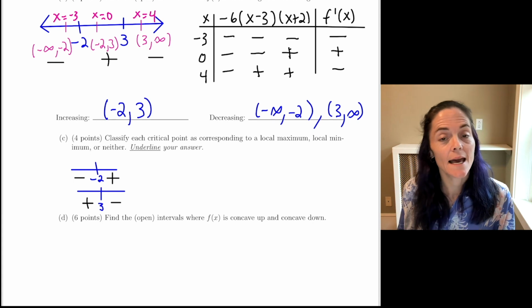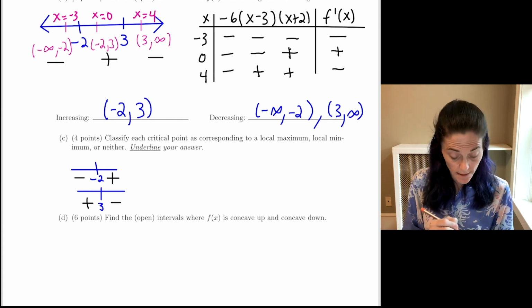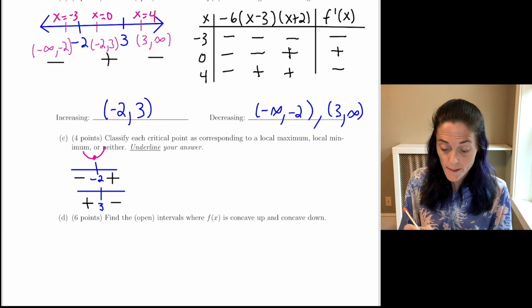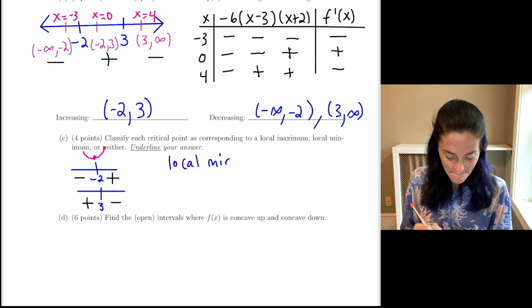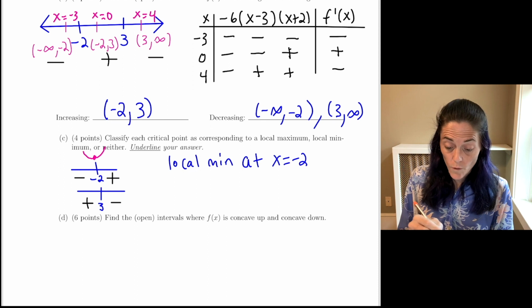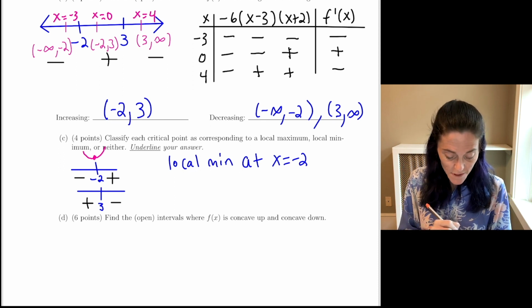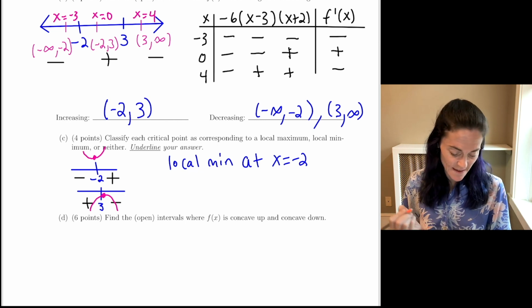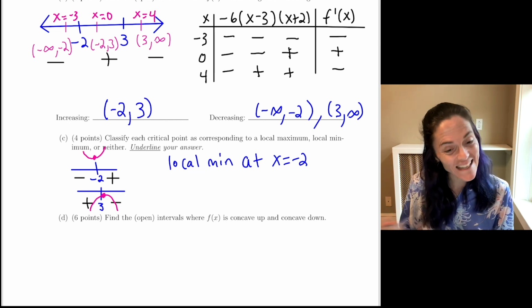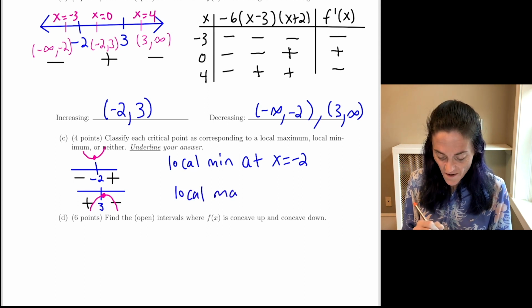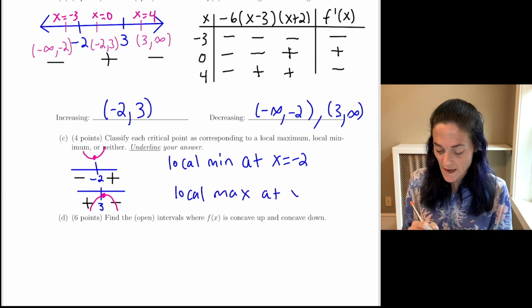Then we just sketch. What does a function look like that does this? So decreases, increases, like this. You see, we have a local min at x equals -2. Now, for 3, we'll have some function that increases and then decreases like this. You see, local max. Local max at x equals 3.